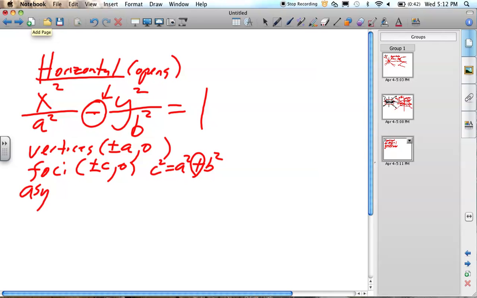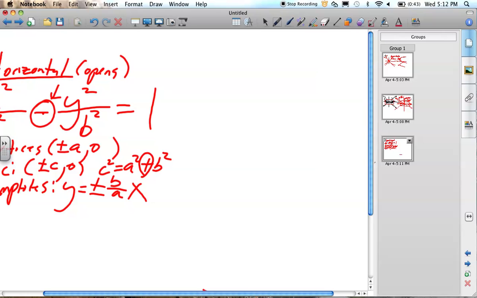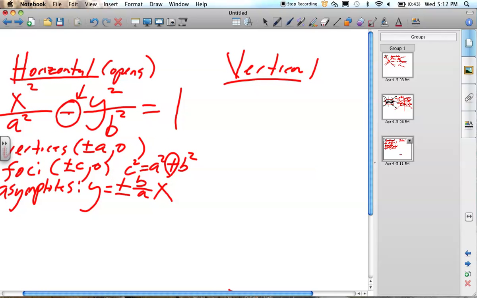And the equations of your asymptotes are y equals plus or minus b over a x. Okay. For vertical, it's going to be sort of similar to this, except that now we're going to have y squared over a squared. So in other words, for horizontal, the first term is x. For vertical, the first term is y. And you notice that the a squared is always underneath it. Then it will be minus.